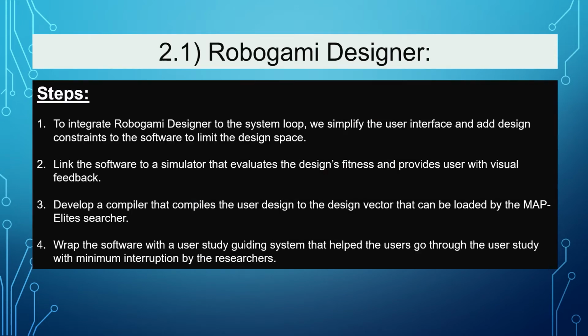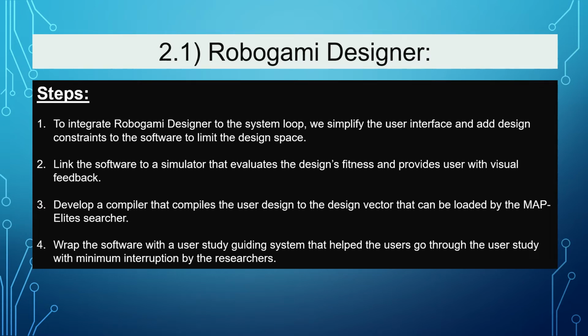This is Robotgami Designer. It allows the user to create independently manufacturable robot parts together. It also provides interactive feedback to users, guiding their exploration by checking validity and manufacturability of the design at each step. The first step is to integrate Robotgami Designer into the system loop. We simplify the user interface and add design constraints to the software to limit the design space.